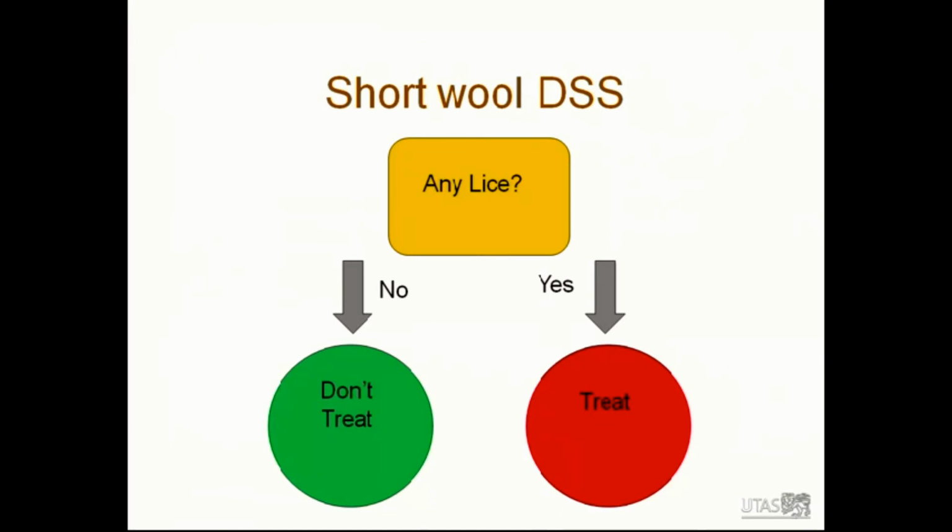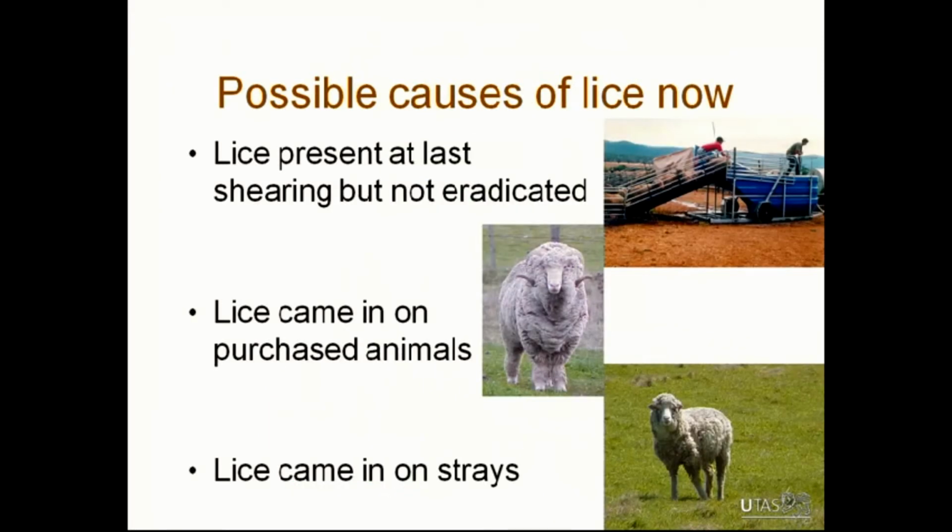I'll now go to the short wool decision support system that I said our users wanted. Basically what we're trying to do is say that this is for use at shearing or immediately after shearing. Are there any lice on the flock? If no, there aren't, then you don't treat. If yes, there's lice there, then you should treat. So that sounds nice and simple, except that it's not easy to work out whether there's any lice on the sheep or not, because just trying to do it by parting the wool you'll often not find lice even if they're present. So we needed some means of estimating whether lice were likely to be there.